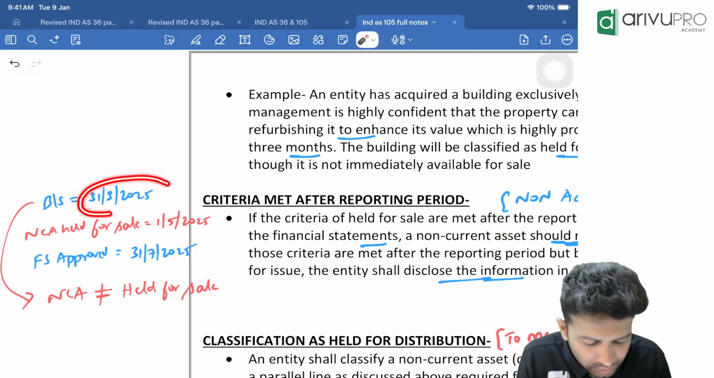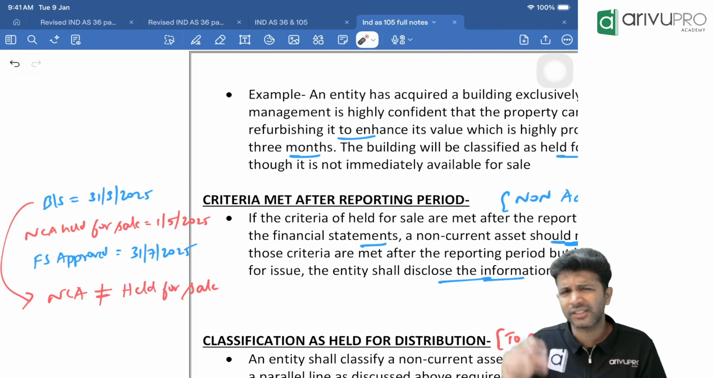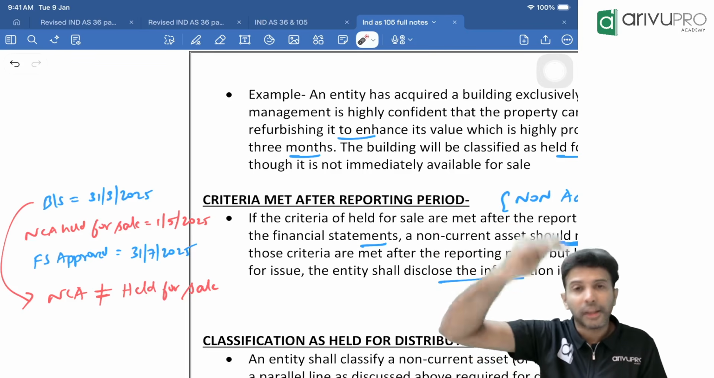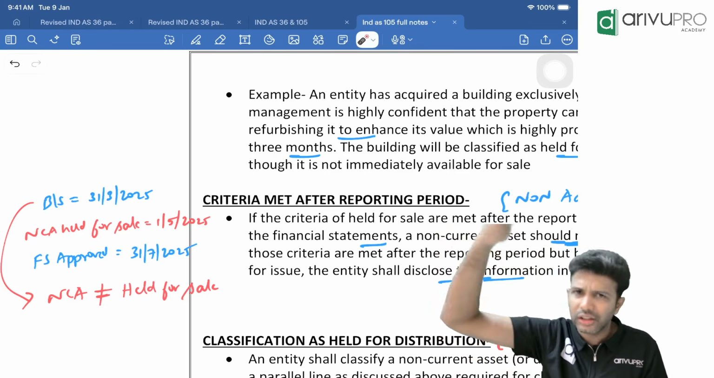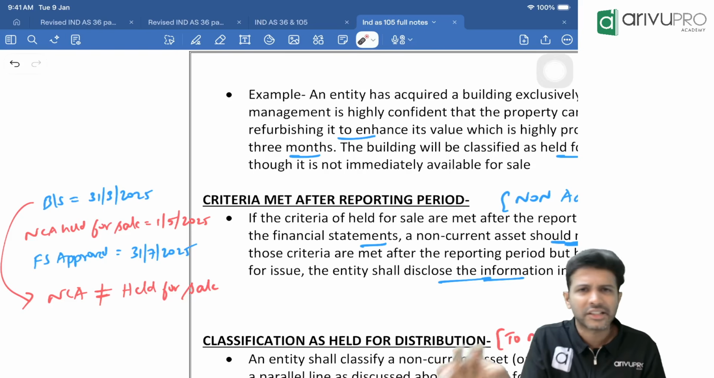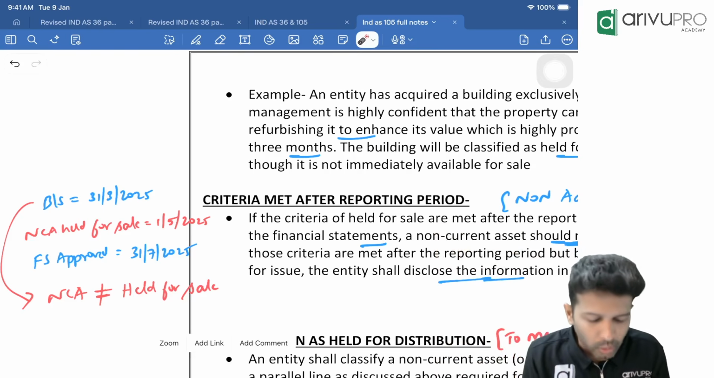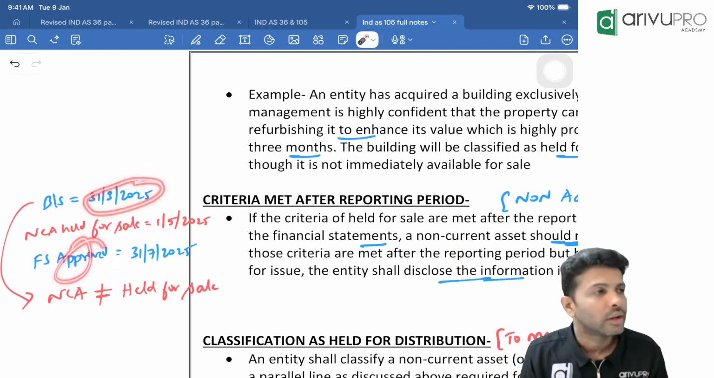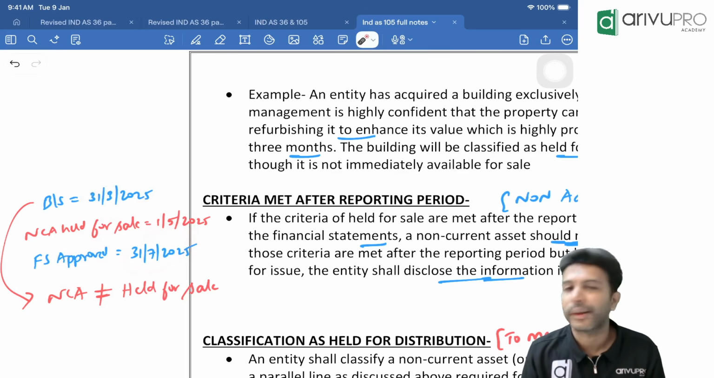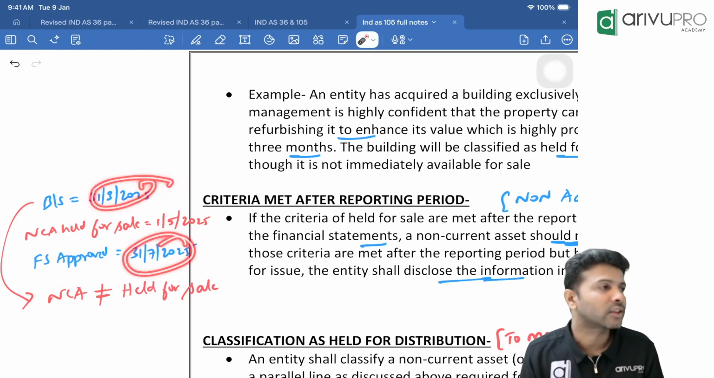Let's say current year, though it ended on 31st March 2025, after the year ends, audit will happen. Then the board of directors will approve the financial statements. Then in the AGM, the financial statements will be accepted by the shareholders, all those protocols. Now let's say this year's financial statement got approved by the board of directors on 31st July.